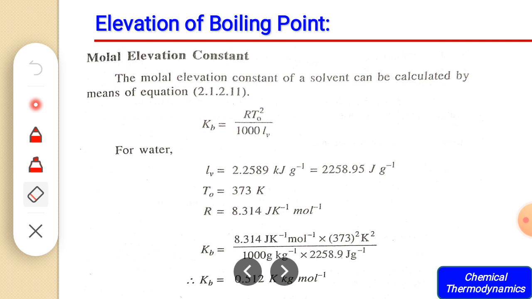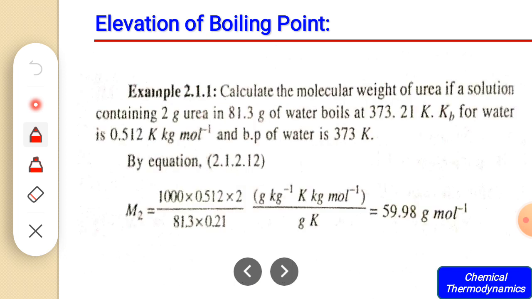Here Kb is given by RT0 square upon 1000 into Lv. If we want to determine the value of Kb, we put in the values of the constants R, T0 and Lv. For water, with 8.314 and 373, we get Kb equal to 0.512 Kelvin kg per mole. This is very simple.